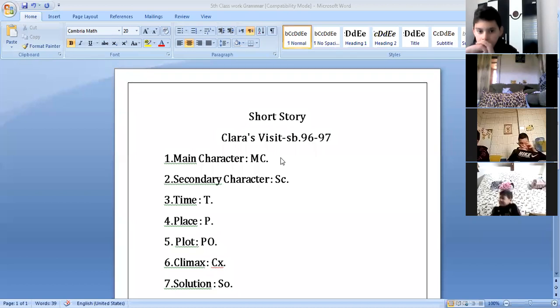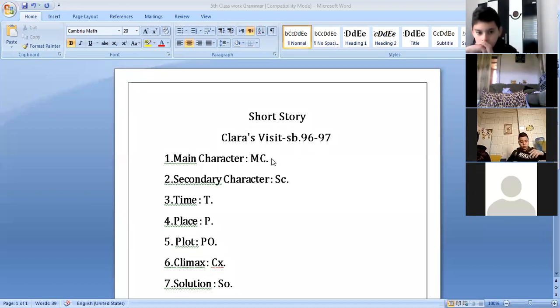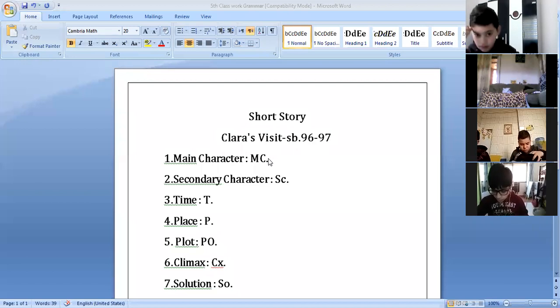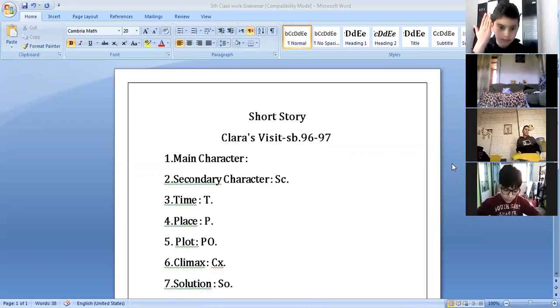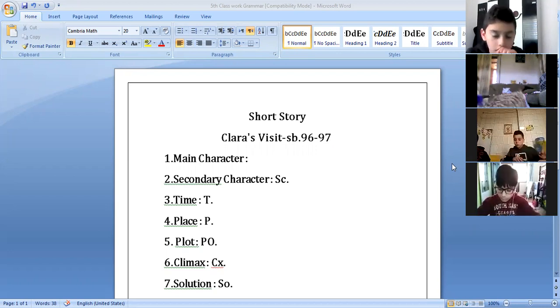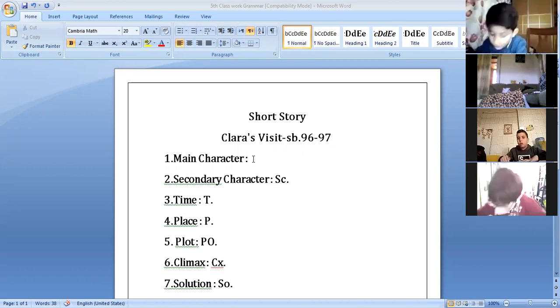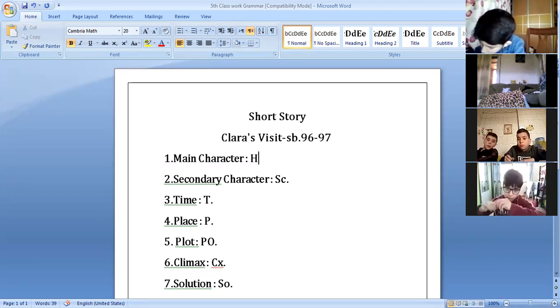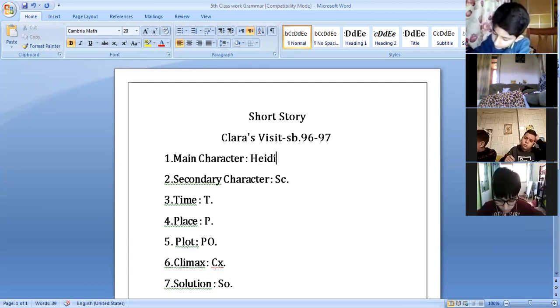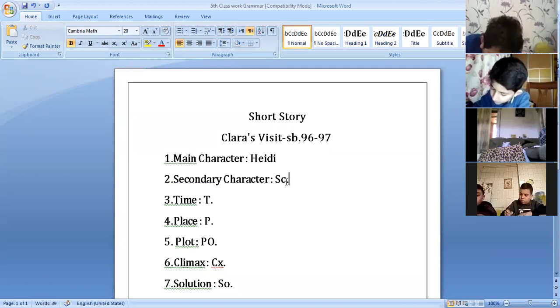So as you can see, number one, so who is the main character? Yes, Abdulsalam. Yes, teacher, the main character is Heidi. Excellent, Heidi. So we write Heidi here. ما تنسى تكتب رقم الصفحة يا خامس. Clara's visit, student book 96 and 97. So we have Heidi. Number one, Heidi. Now let's move to number two.